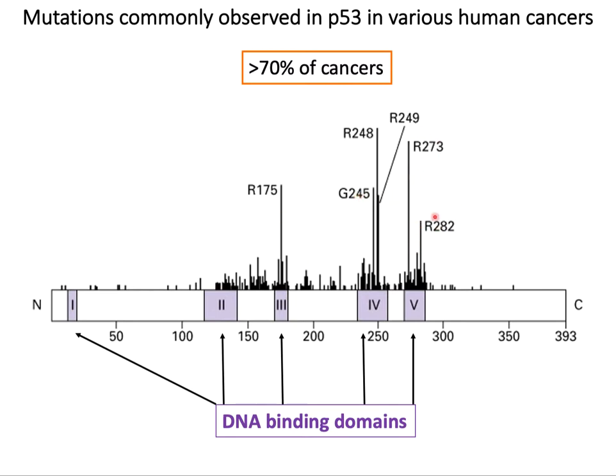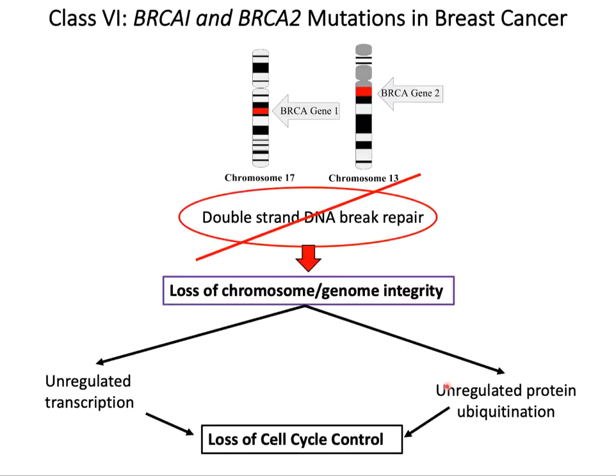You can see that these are mutated very frequently, and it's no surprise that these mutation hotspots are in the DNA binding domain, in such a way that p53 can no longer interact with the DNA. It can't turn on genes, so that it's a loss of function.